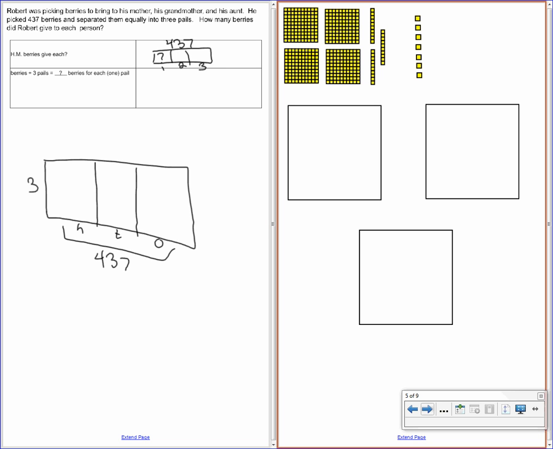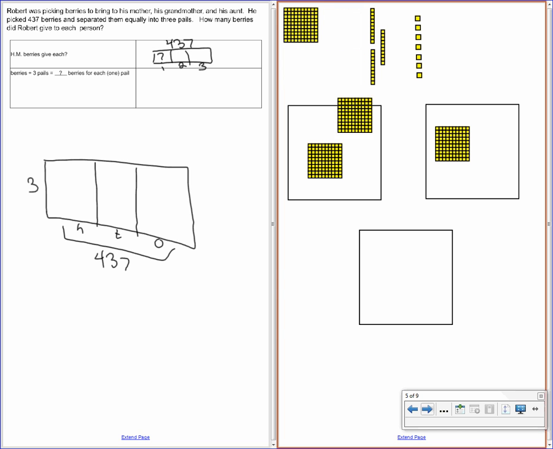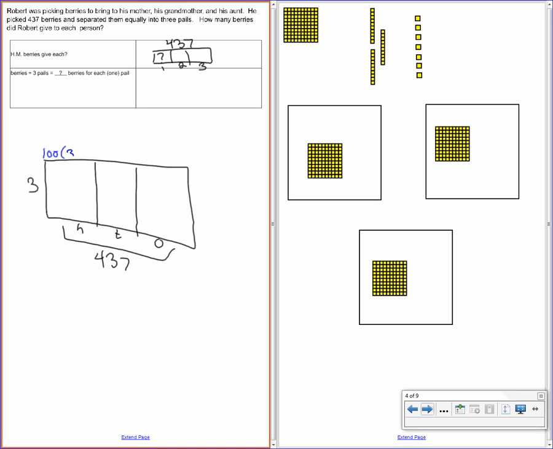Okay, let's go over this side. We have our 3 pails. We have 437 already set up. If each group gets 100, how many did I give away? I gave away 300. Okay, and I can't do 200. That would be too many. So I'm going to stop there. So you look at the manipulatives, you'll see that we don't have enough to do 200 for each.